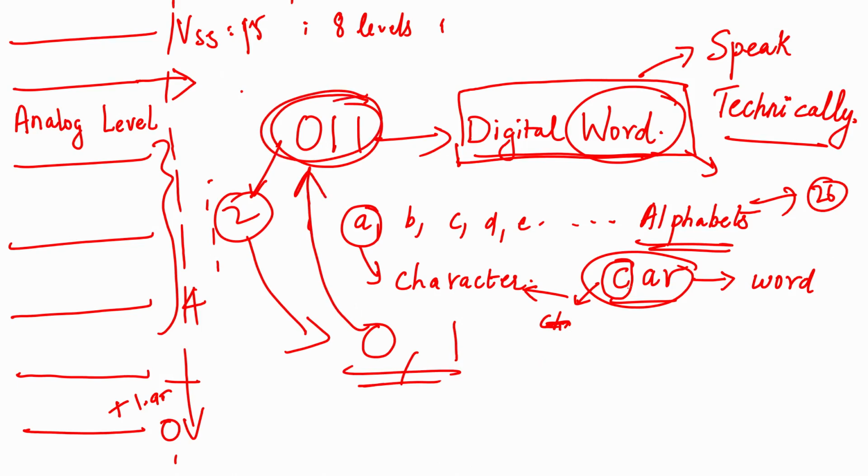We are making a word out of those characters. So, like you wrote car, we are using the characters that are available to us in the binary domain, which is 0 and 1, and make a word out of it. That is why we call it a digital word.